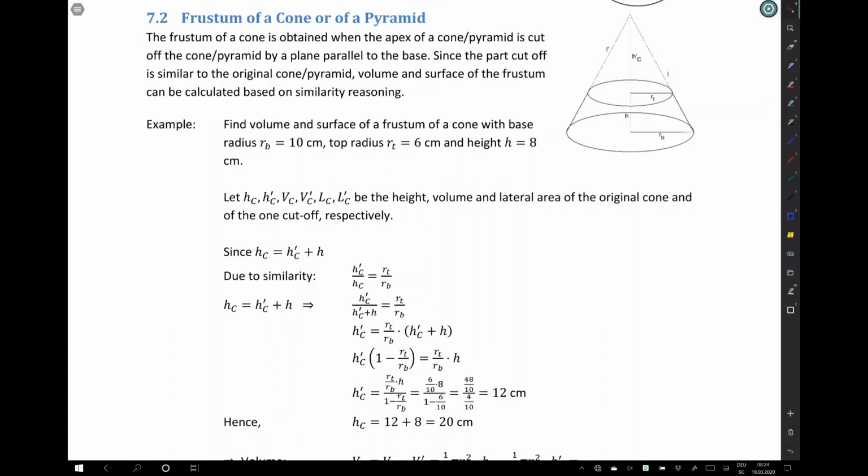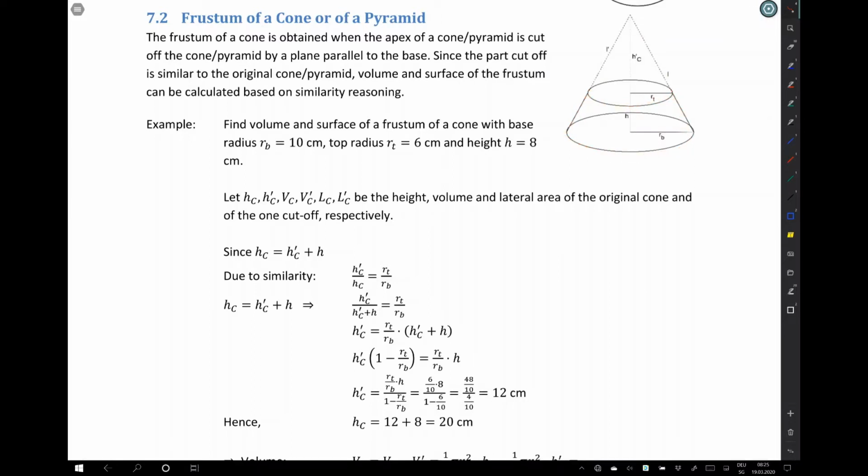In this chapter we look at frustums of cones and pyramids. A frustum of a cone or pyramid is what you get by taking a cone or pyramid and cutting off a top part of it, so another small cone or pyramid. What remains down here is called the frustum.